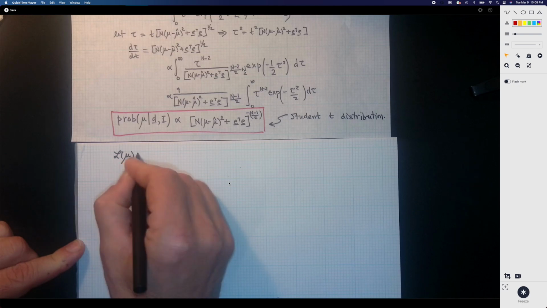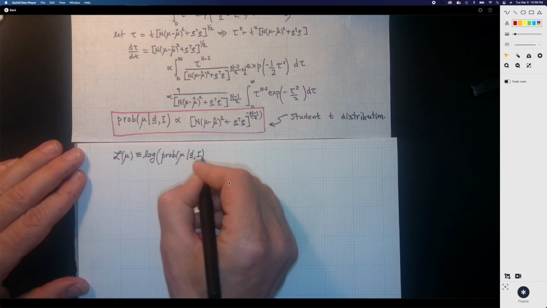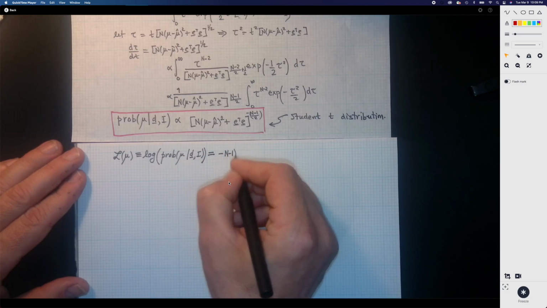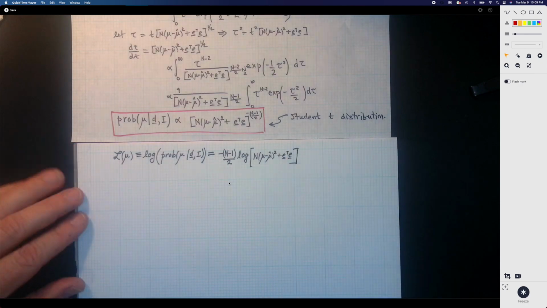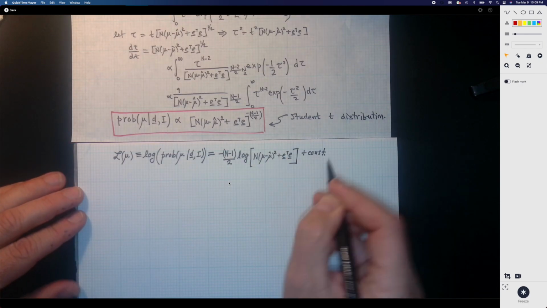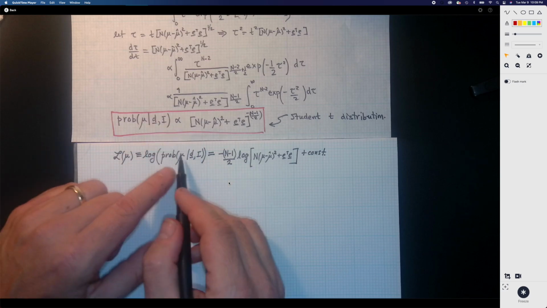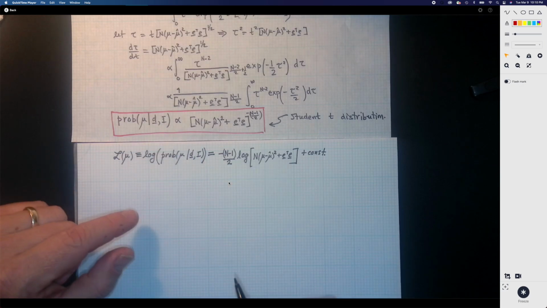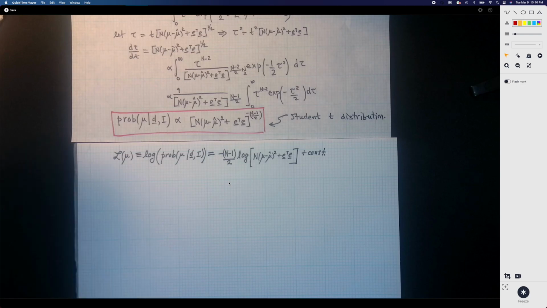We can define L of mu as the logarithm of the probability. So the constant is the proportionality constant, which was multiplicative over here, and now it becomes additive when I take the logarithm. Okay, so the first step to doing the Taylor series is to evaluate the derivatives of this function, and we need the first and the second derivative.